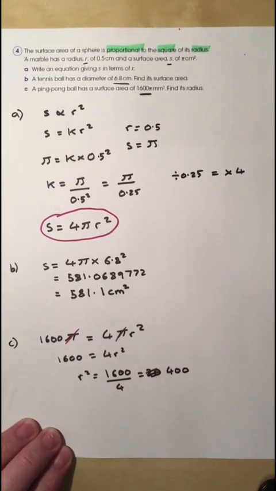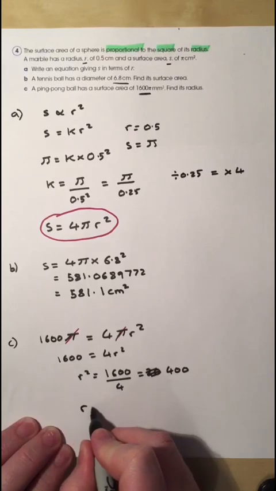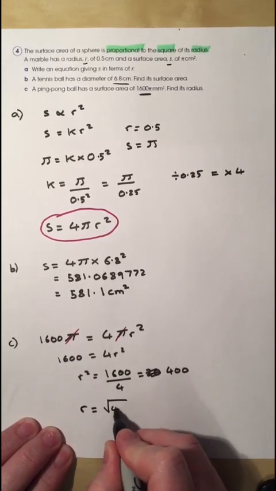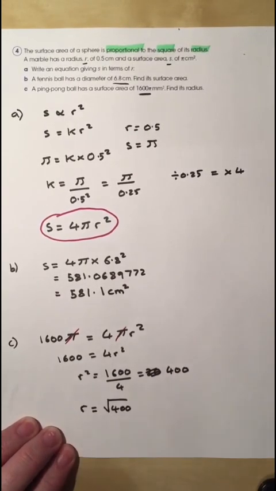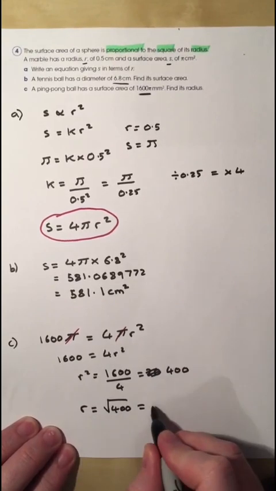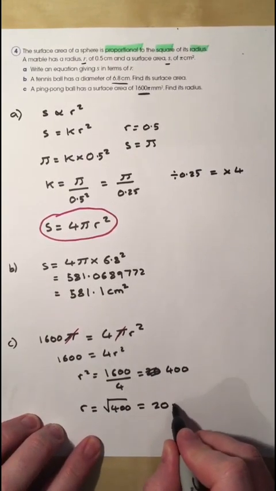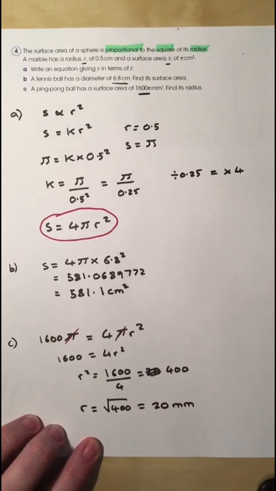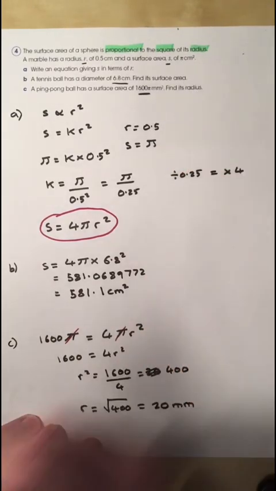Got a bit ahead of myself there. So R equals the square root of 400, because to get rid of the R squared, we square root it. So R equals 20 millimeters. And this time it's millimeters because the question was in millimeters.